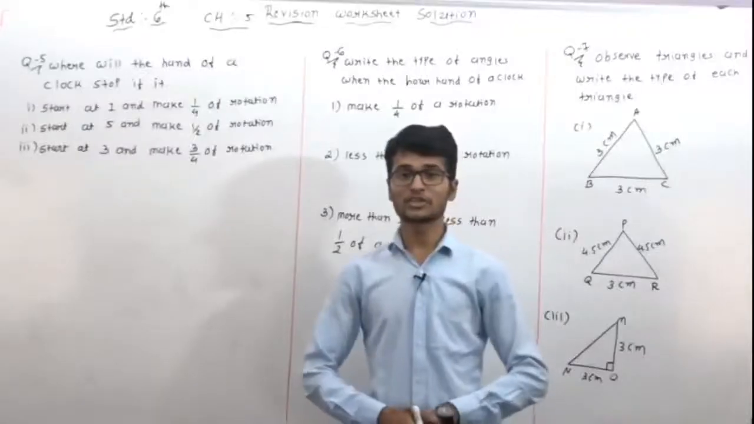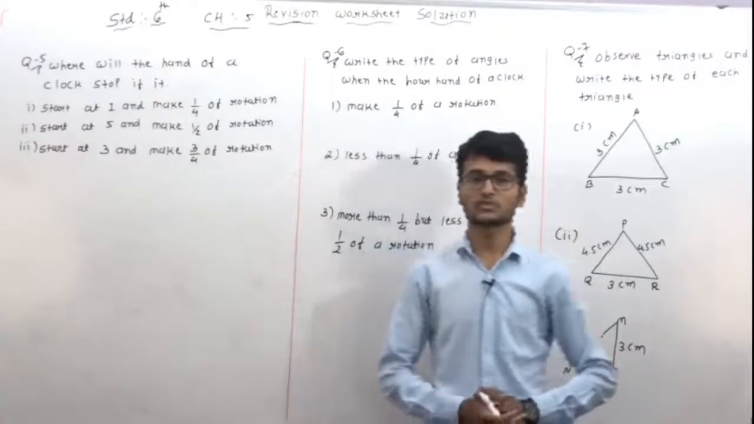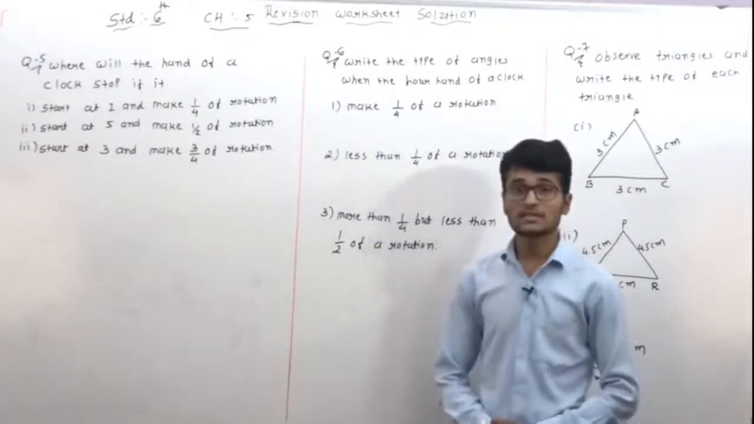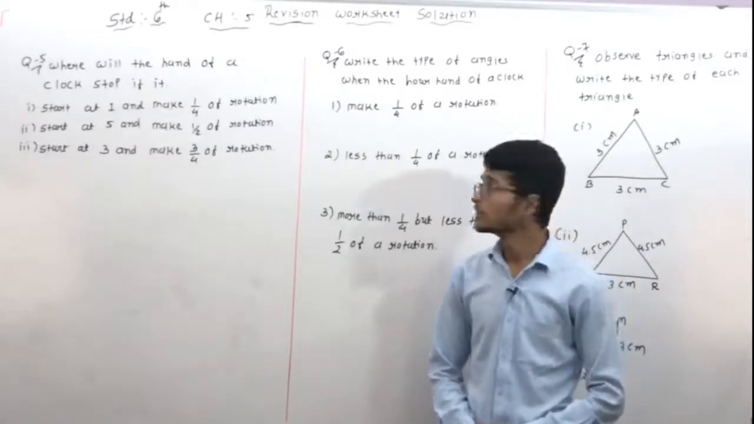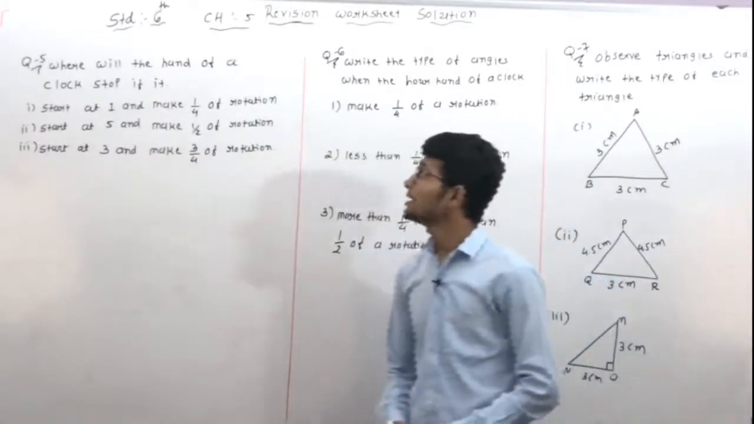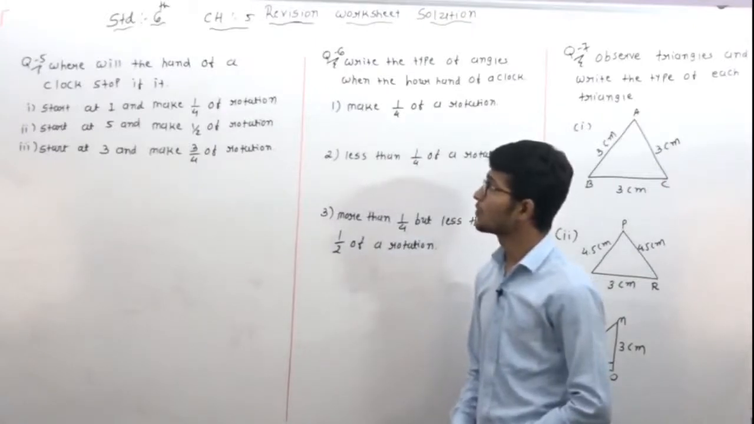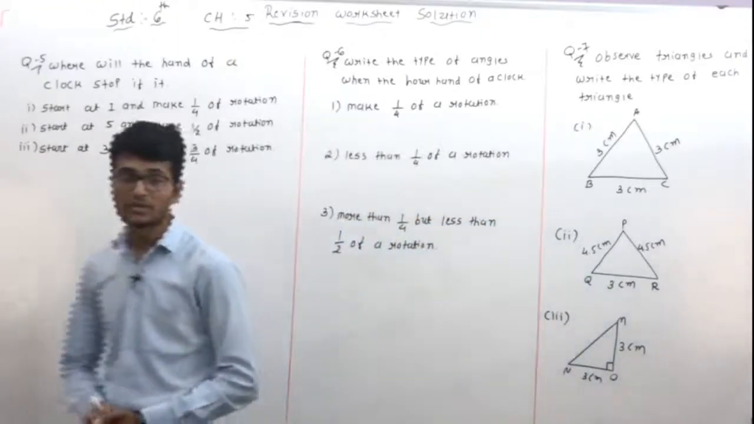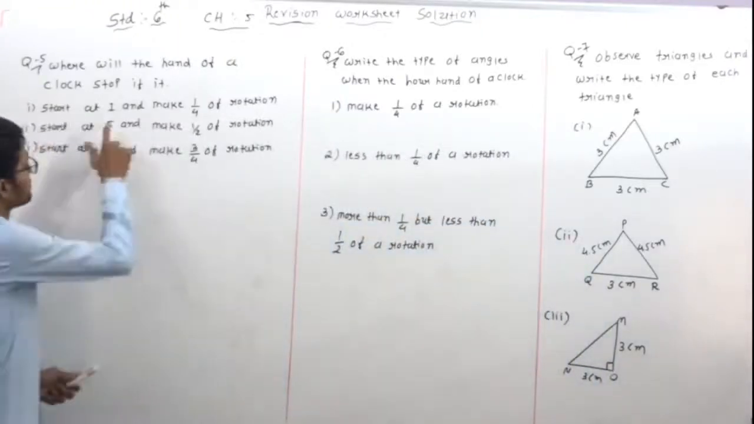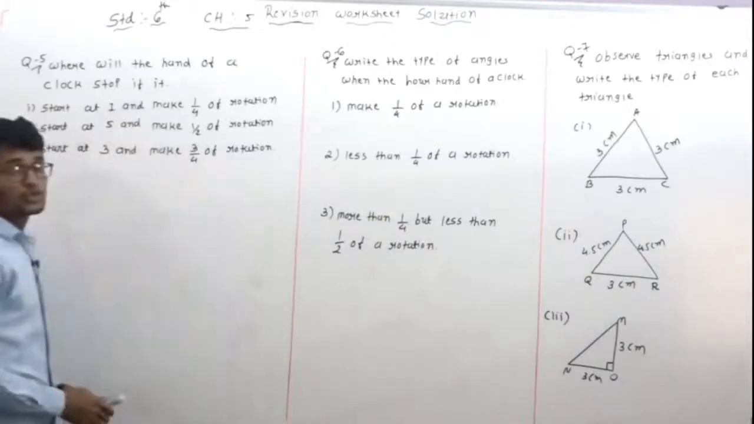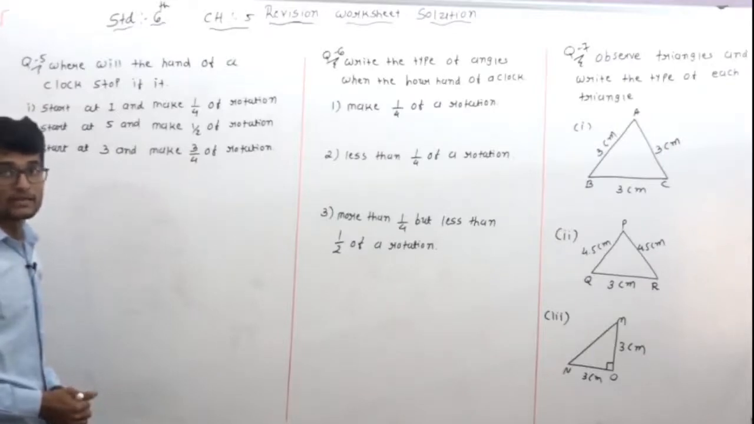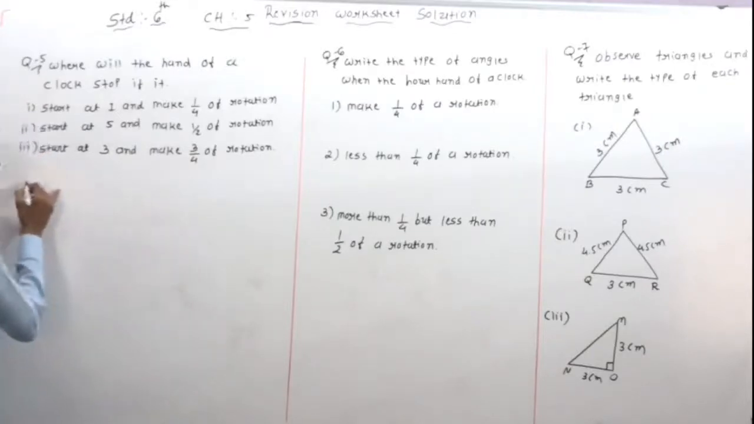Students, now to continue our revision worksheet solution for chapter number 5. The next question is question number 5. Where will the hand of a clock stop if it starts at the given point? It means where the second hand will stop. The starting point is given. Stopping means ending, which we have to find. So let's start with the first one.